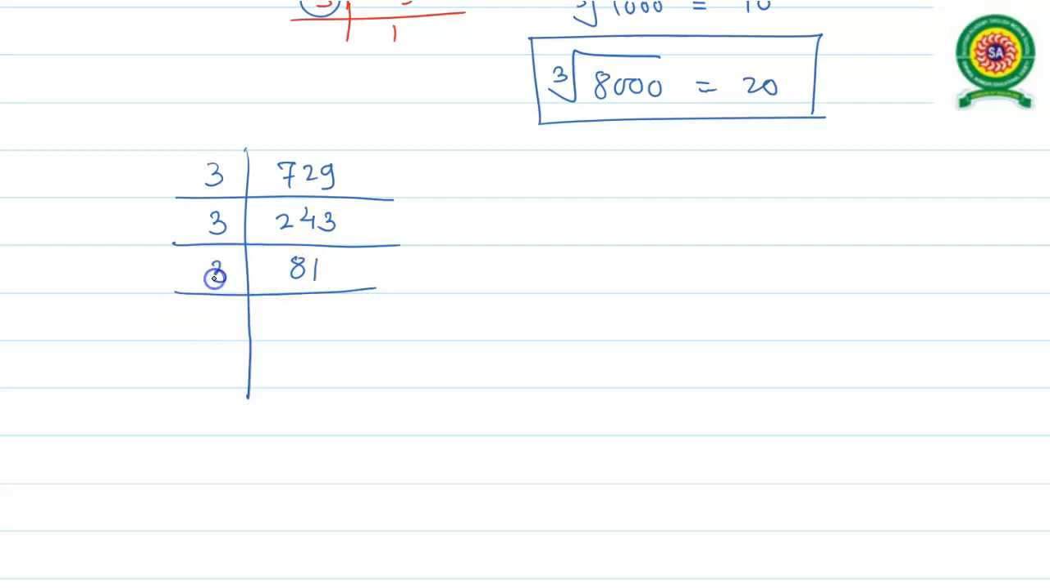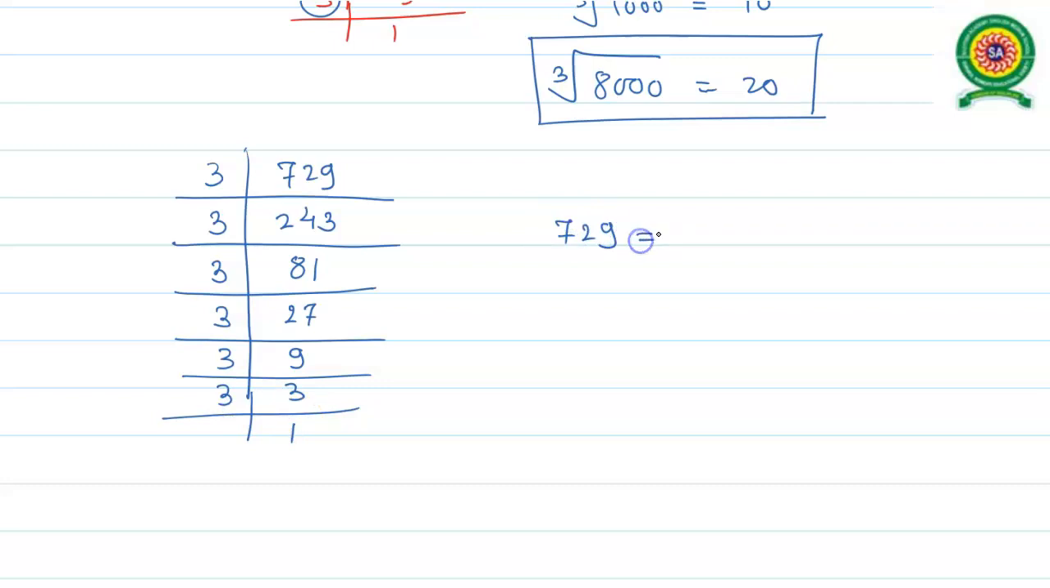Again, 81 is divisible by 3. 27 3s are 81. Next, 3 9s are 27. Next, 3 3s are 9, and at last 3 1s are 3. So now we have 729 as the multiplication of its primes. Which primes do we have? 3 3 3 3. How many times? 6 times. So we can write it as 3 into 3 into 3 into 3 into 3 into 3. That means 6 times we have the 3.